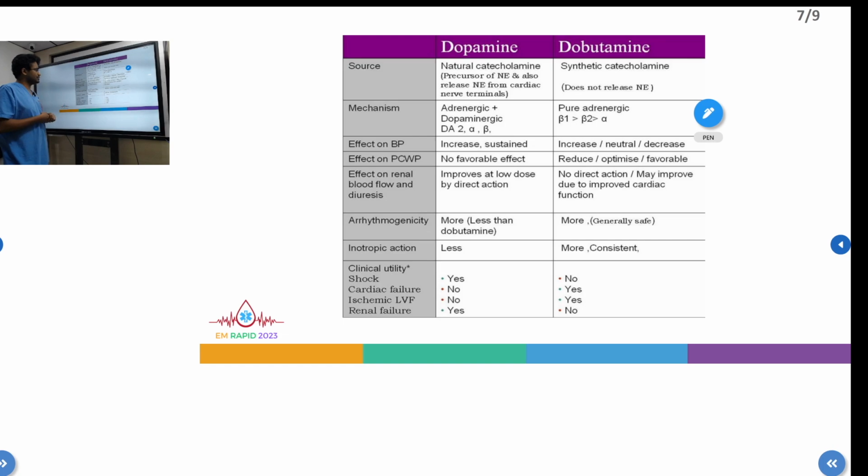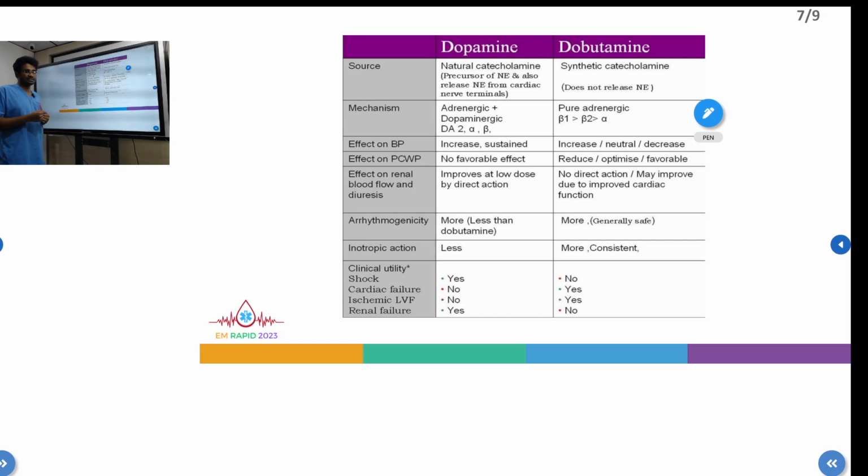The effect on BP is an increase in the case of dopamine, whereas Dobutamine can have a neutral effect, or increase or decrease. Pulmonary capillary wedge pressure is reduced in the case of Dobutamine. In renal flow, dopamine improves it at lower doses, whereas Dobutamine has no active action on renal blood flow. Arrhythmogenicity is greater with Dobutamine compared to dopamine.